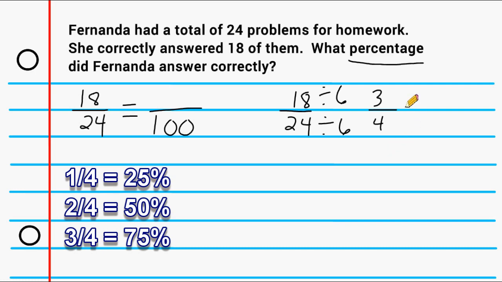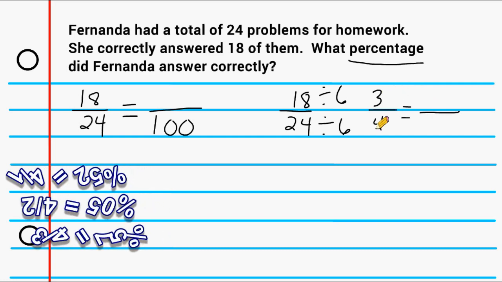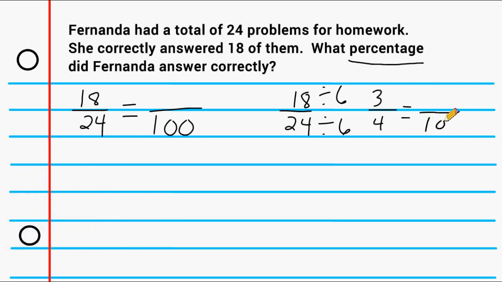But let's go ahead and show the math on this. So let's change 3 out of 4 to an equivalent rate out of 100. We know that 4 can be divided into 100 25 times because 4 times 25 is 100. So we multiply the top by the same amount, because whenever you have equivalent rates or fractions, the denominator and the numerator must increase by the same amount. So 3 times 25 is 75.